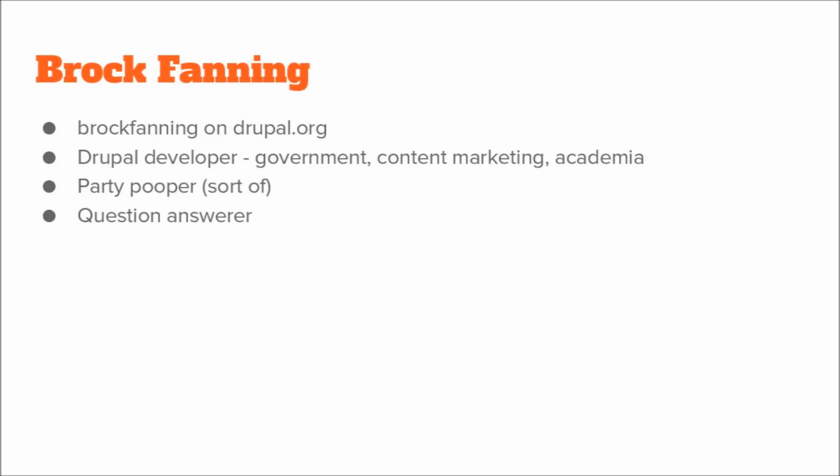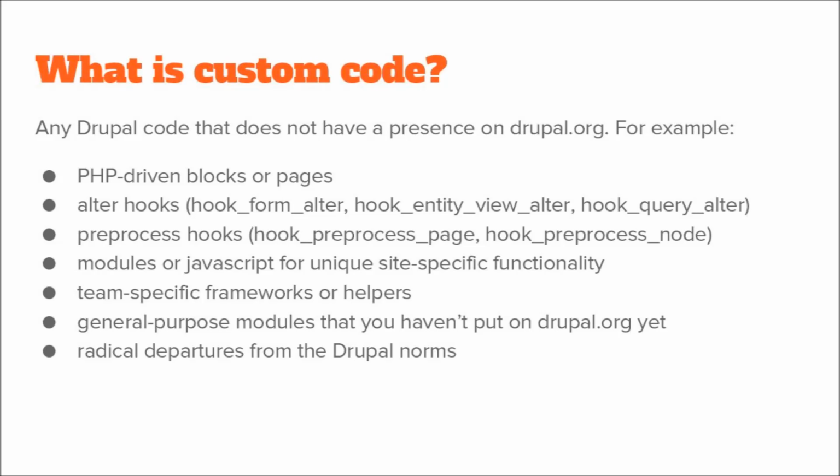So first, some definitions here. So what is custom code? Well, basically, it's any Drupal code that does not have a presence on Drupal.org. And I have just a few examples. The common thing in customized sites is if you have some blocks or pages that just need to have custom PHP for some reason.